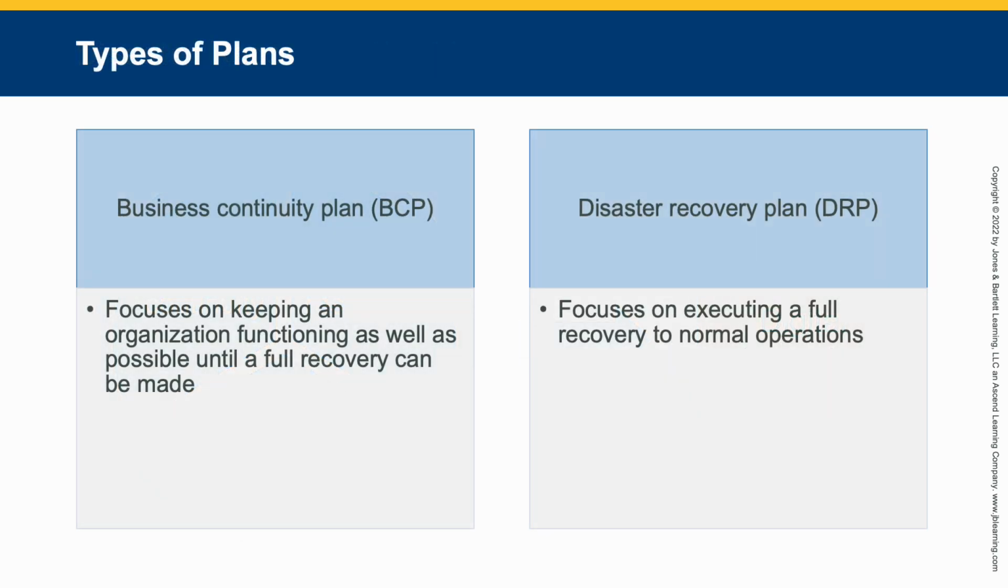Business continuity plan is number one. Disaster recovery plan is number two. The business continuity plan focuses on keeping the organization functioning as well as possible until a full recovery can be made, whereas a disaster recovery plan, or DRP, focuses on executing a full recovery to normal operations. So in the aftermath of an incident, digital forensics helps the supply and logistics company, which we are looking into at this moment in depth, in several ways.